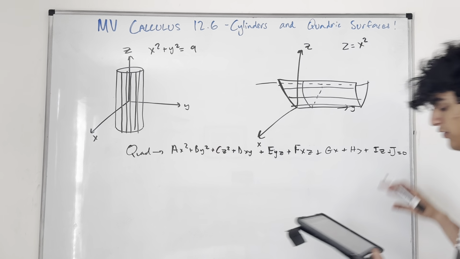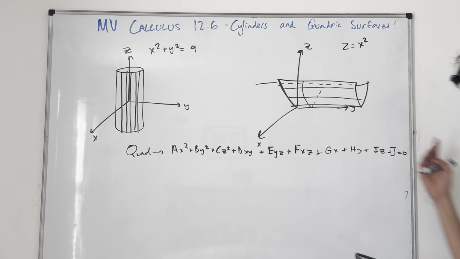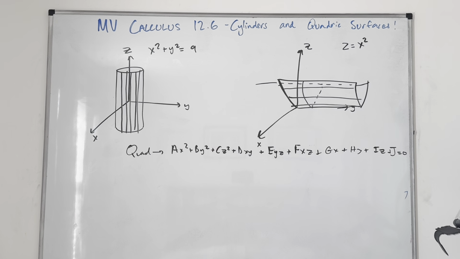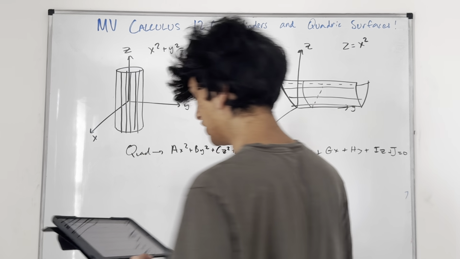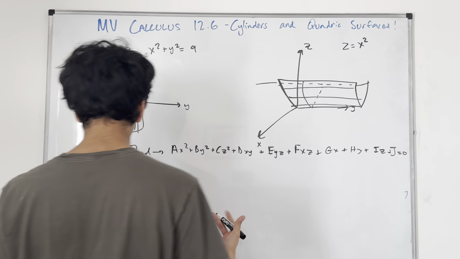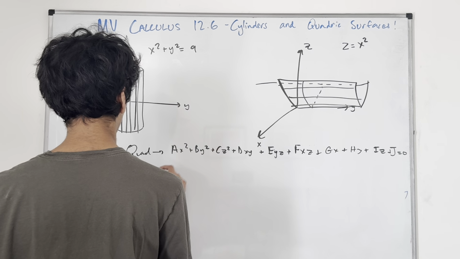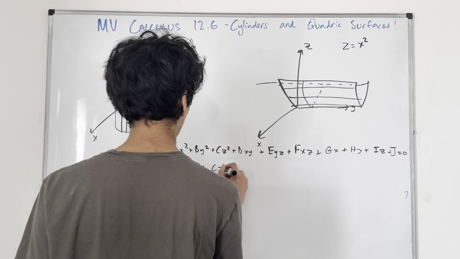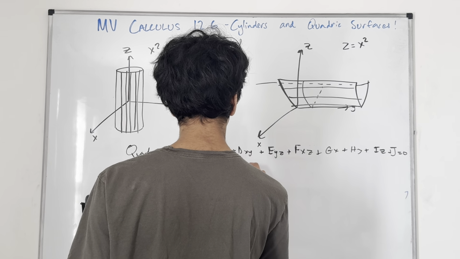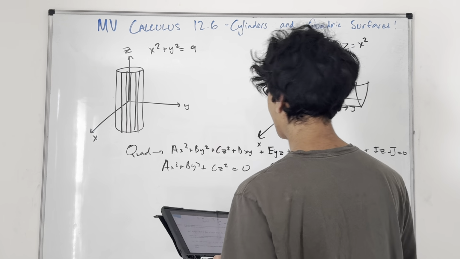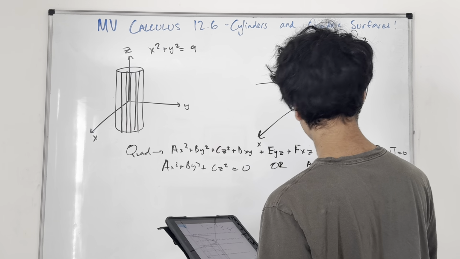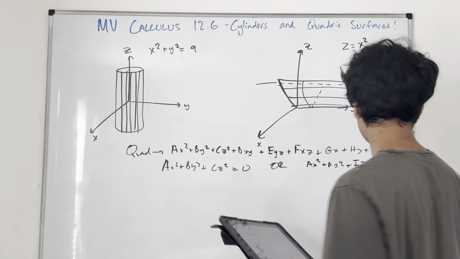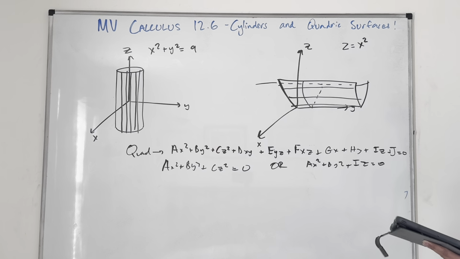And the a's, b's, and all those are constants, and the x, y, and z are variables. But you can do some manipulation, some translations and rotations, so you can get it into the form of either ax squared plus by squared plus cz squared equals 0, or you can get it into the form of ax squared plus by squared plus iz equals 0, with rotations, translations, and such.